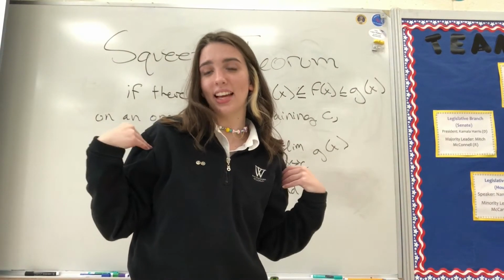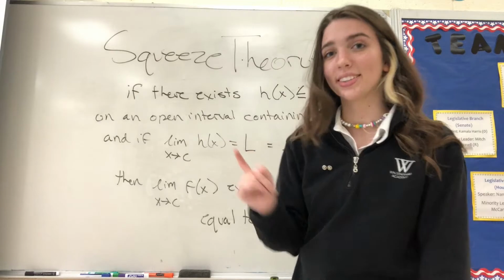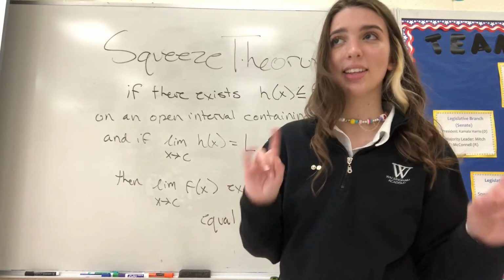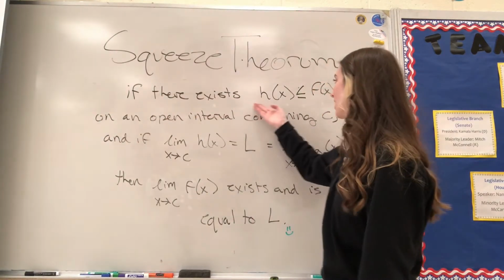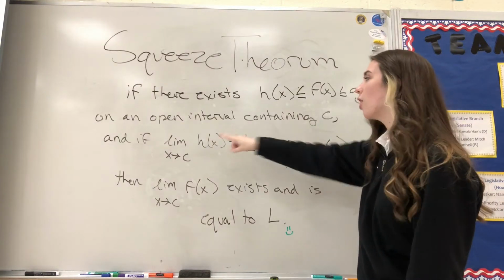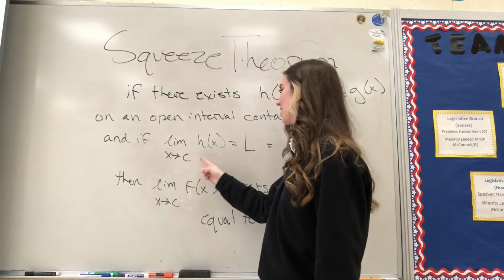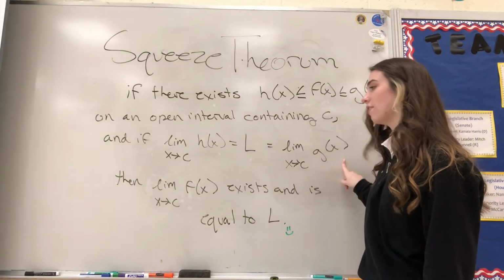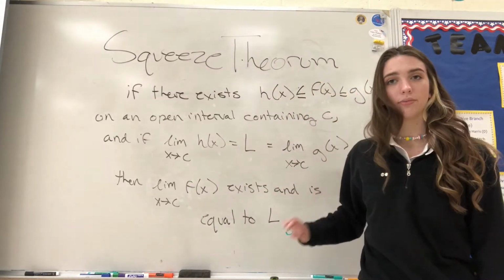Next and last section of this section, the squeeze theorem. Now, it's kind of complicated, and these words might not make sense, but I'm going to try to explain it in a way that makes sense later. The squeeze theorem states, if there exists h of x less than or equal to f of x that is less than or equal to g of x on an open interval containing c, and if the limit as x approaches c of h of x equals L, and that equals the limit as x approaches c of g of x, then the limit as x approaches c of f of x exists and is equal to L.